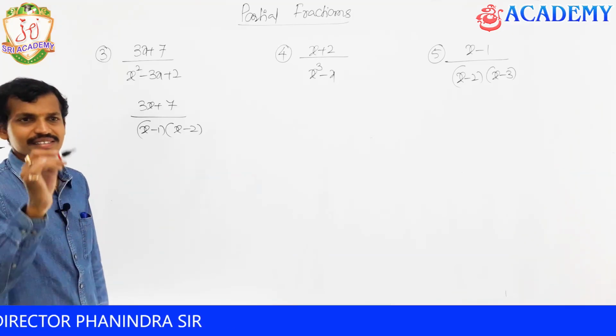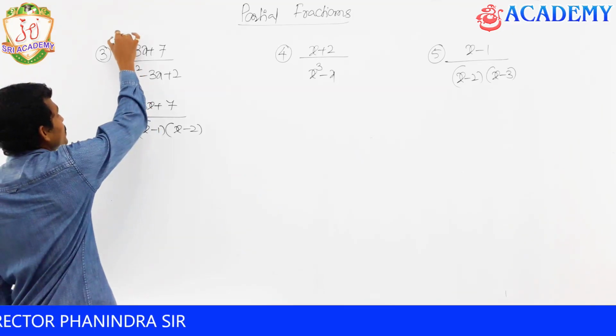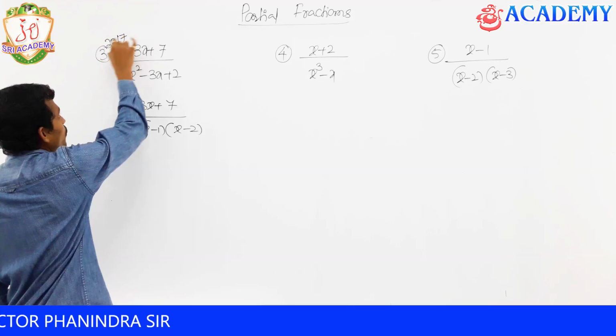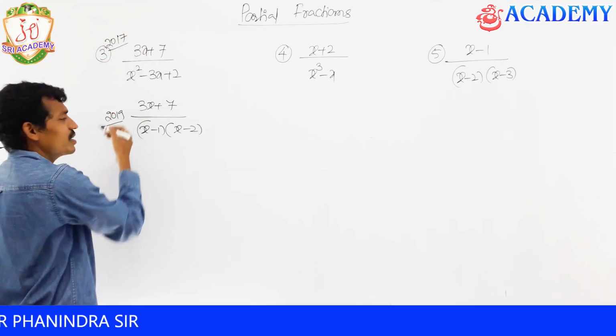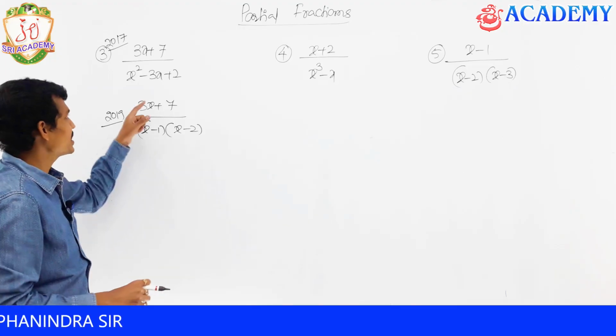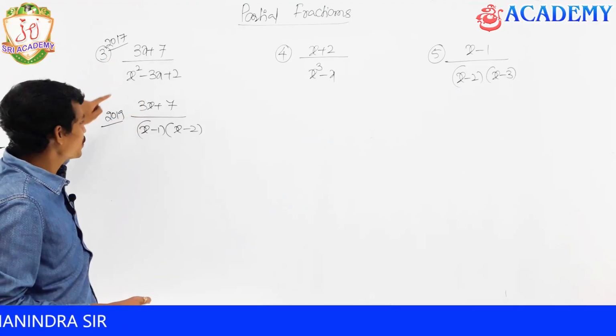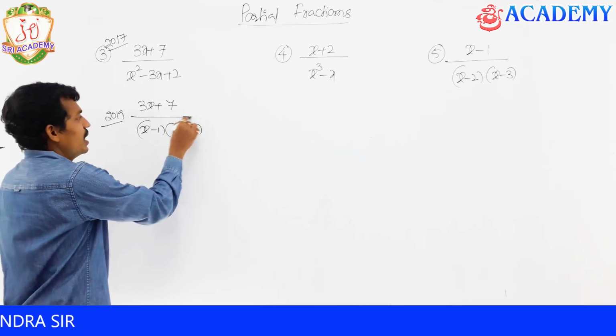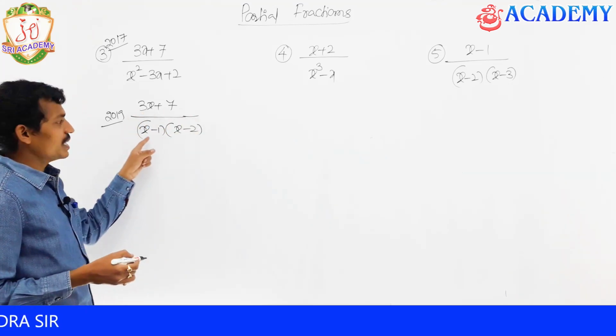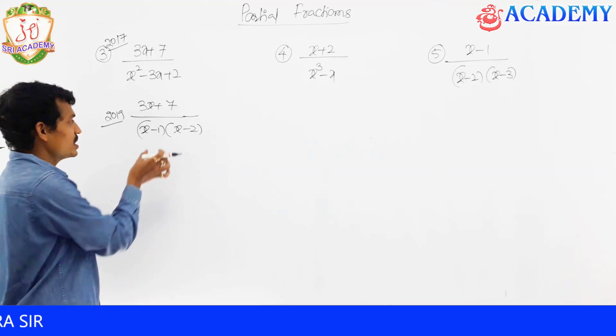See, in ECET you got this problem in 2017. This is in 2019. Same question, but the question is changed. Anyway, 3x plus 7 divided by x minus 1 into x minus 2, it has linear factors.